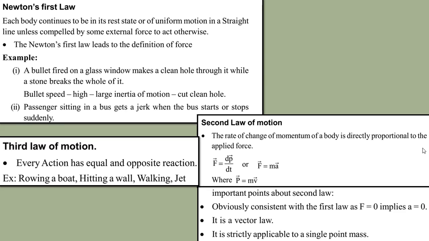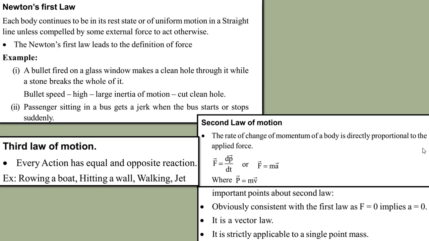Newton's first law leads to the definition of force. It means any body continues in its state of rest or continuous motion unless it is acted upon by a force. Example: a bullet fired on a glass window makes a clean hole through it, while a stone breaks the whole of it. Bullet speed is high, large inertia of motion, so it cuts a clean hole. The passenger sitting in a bus gets a jerk when the bus starts or stops suddenly.